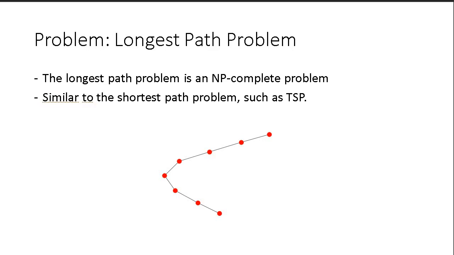It's very similar to the TSP problem or the shortest path problem, except instead of trying to minimize the total cost for traveling a simple path, we are trying to maximize the cost for traveling that path. And a simple path, as you notice from the picture, is just a path that connects every single node, right, without repeating any previous nodes.